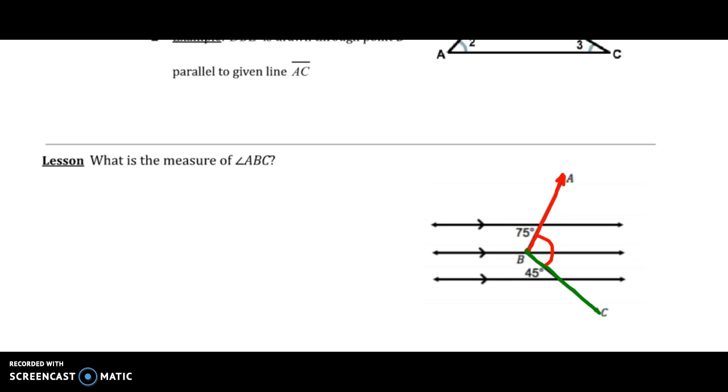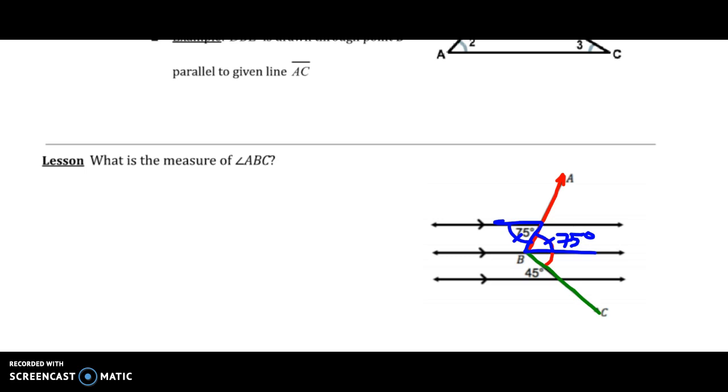So again, review question, we're just taking a look at this picture and trying to find out angle ABC. So we have 2 sets of parallel lines with 2 different transversals. So I'm going to look at this 75 degrees, and notice I have alternate interior angles here, which because the lines are parallel are congruent, so we know this portion is 75 degrees.